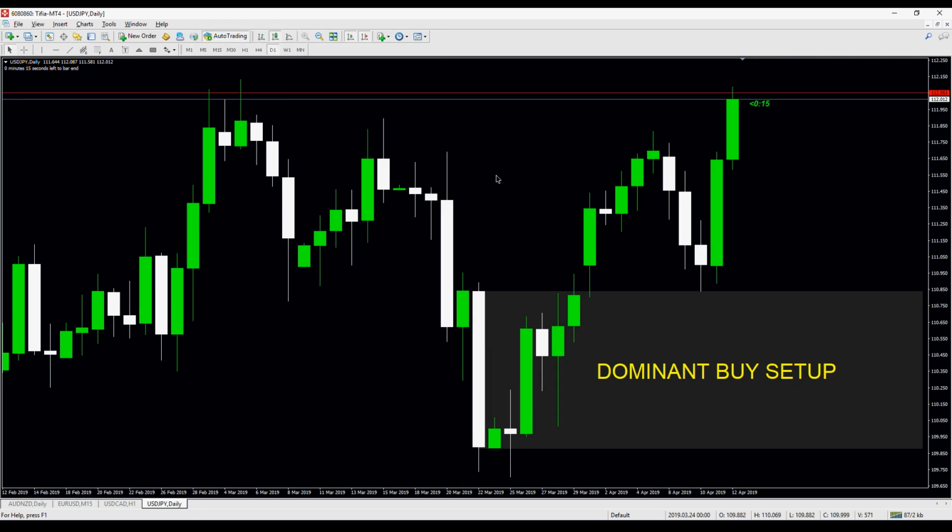Alright guys, and over here what do we have? Is this a dominant or engulfing break setup? Okay, so over here, this is the highest candle, so this is the IB zone.